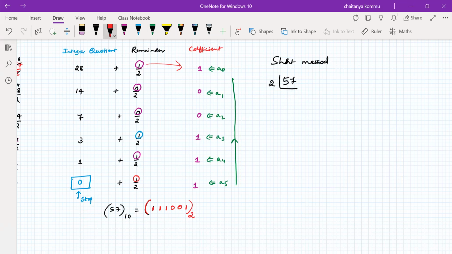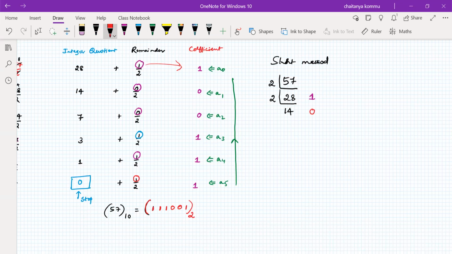So what is the quotient then? 28. Sorry, 28. What is the remainder here? The remainder is 1. We put the remainder adjacent to that one. Now this one again we have to divide by 2. What is the quotient here? 14. What is the remainder? The remainder will be 0 only.